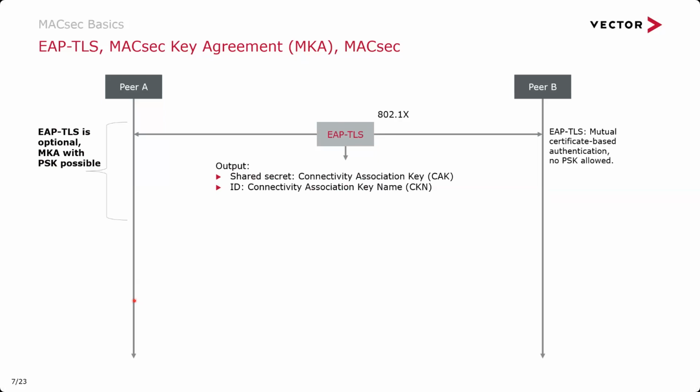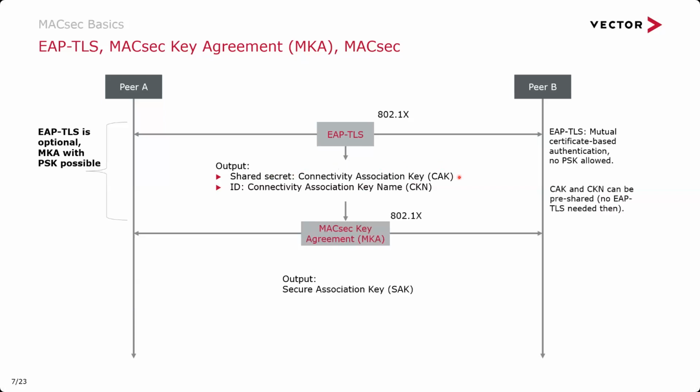Then if they are using this certificate-based authentication, the first step is that an EAP-TLS handshake will happen between these two peers, which is similar to the normal TLS handshake, just with a difference that the TLS frames, the TLS payload, is encapsulated in these EAP frames. But the idea is that both peers now authenticate using certificates. The peers can validate the certificates, and the result of this handshake is a shared secret.